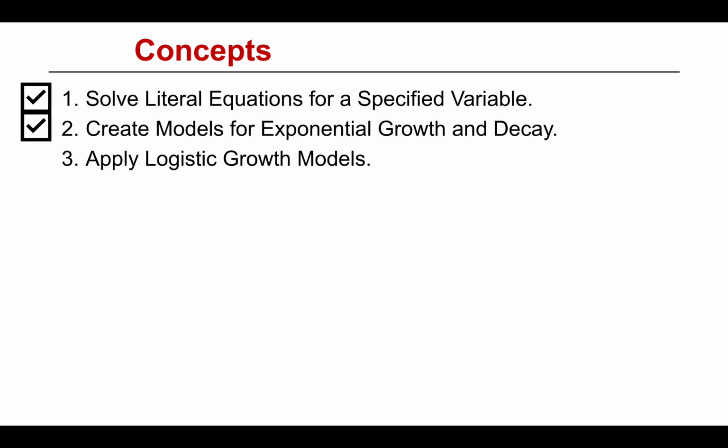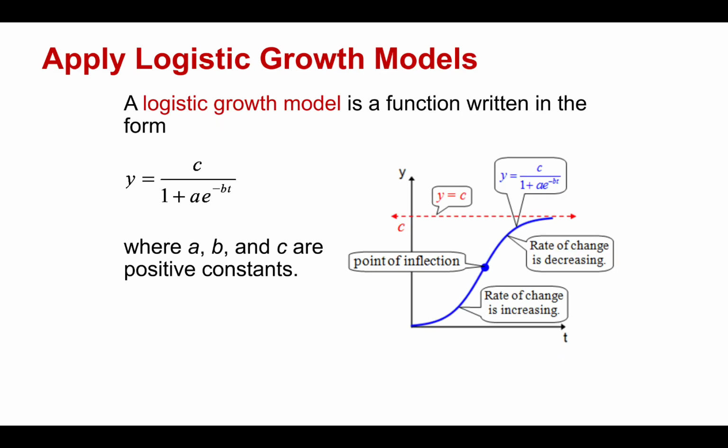Nope, one more. Apply the logistic growth. Oh, we just did a decay. All right. So we can also use a logistic growth model, and it's normally written as y equals some c, some positive constant, divided by 1 plus a times e to the negative b times t.